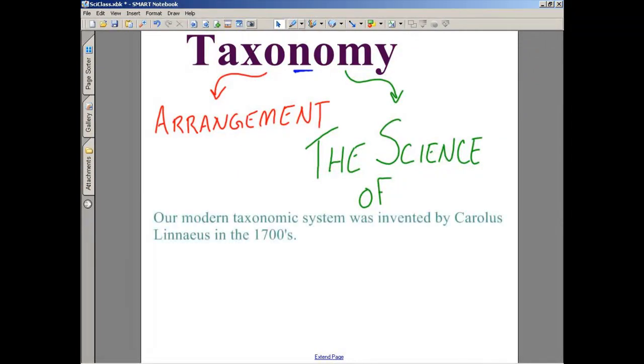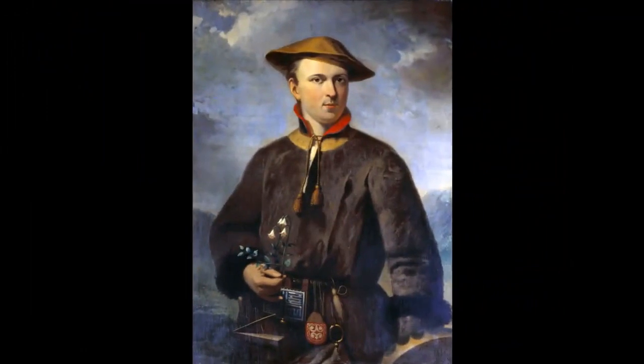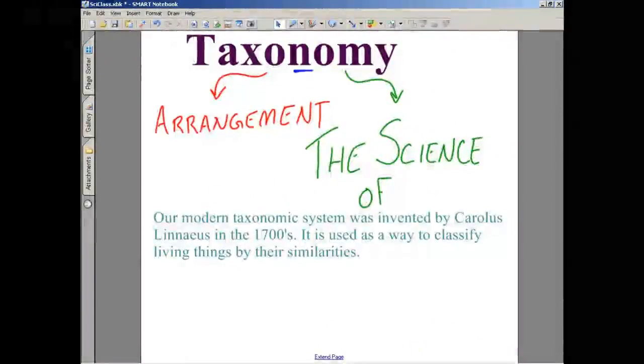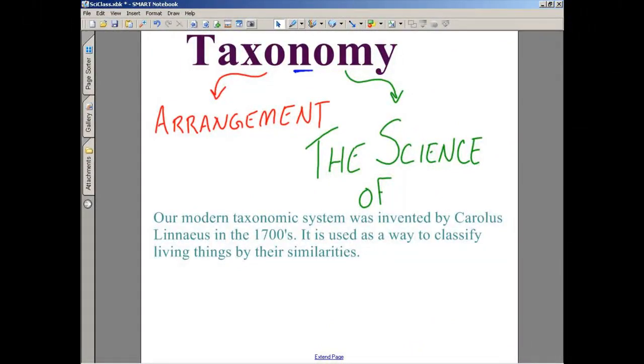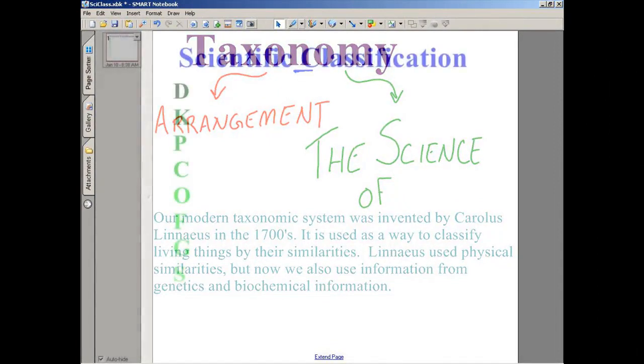Our modern system was invented by someone named Carolus Linnaeus in the 1700s. Here's an image of him, and he's holding one of his favorite flowers that was named after him. This is Linnaea borealis because it is in the northern hemisphere. The way it's used is to classify things by their similarities. When Linnaeus was doing his work, the similarities were physical similarities. But now we can also use DNA information, the genetics, and biochemical information.